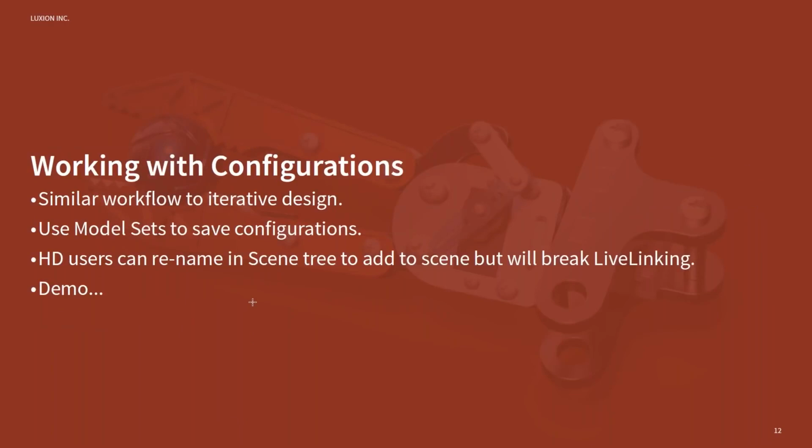The next topic I want to talk about is configurations, which is a very similar workflow to iterative design. So again, we're going to use model sets to save those variations of configurations. And then I just wanted to mention, if you do not have KeyShot Pro, if you're an HD user, if you rename the item in the scene tree, it's going to break that live link. So that allows you to actually save a variation in the scene without using model sets, without requiring KeyShot Pro.